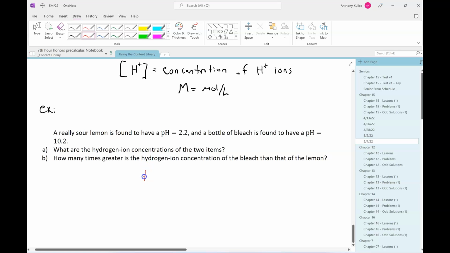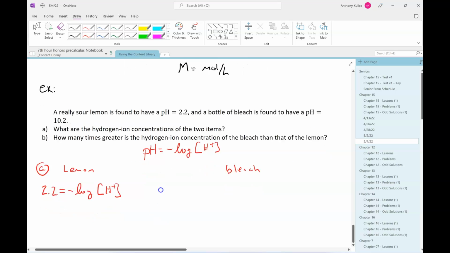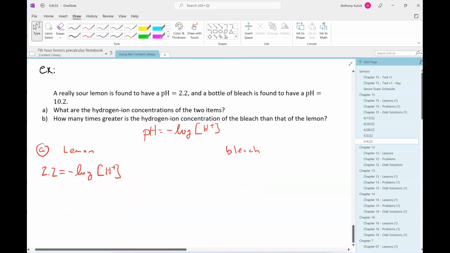Well, again, hopefully nobody is surprised that we're using the pH equation for this question that has pHs in it. It's quite a shocker. So part A, we're asking about the lemon and the bleach. So we'd say 2.2 is equal to negative log of the concentration of H plus.